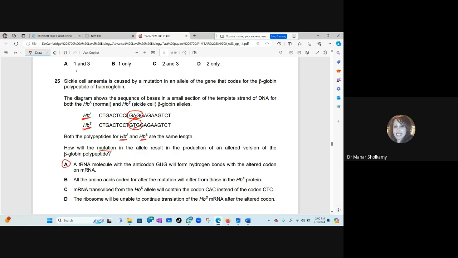Now, let's look at each one of them and we have to see which one of them is correct. A transfer RNA molecule with the anticodon GUG will form hydrogen bonds with the altered codon on the messenger RNA. So this means that we have to get the messenger RNA and the transfer RNA for the sickle cell hemoglobin. This is the mutated GTG on the DNA. What is the messenger RNA for that? What is the codon? The complementary codon, the messenger RNA for GTG.